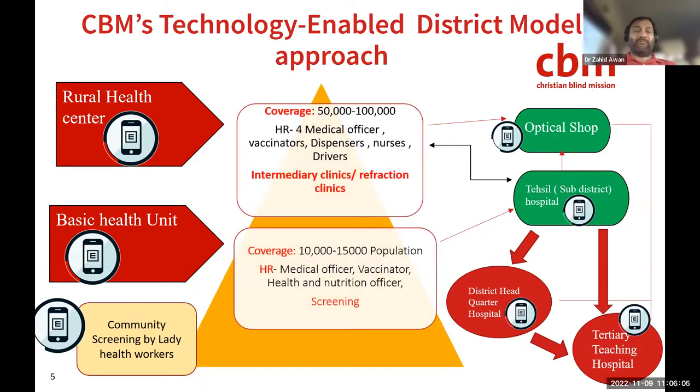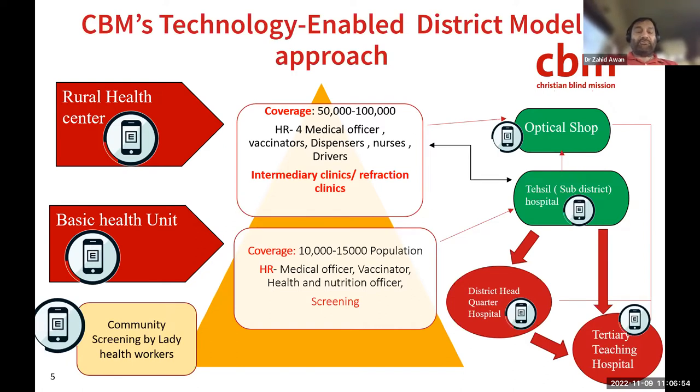This is CBM's technology-enabled district model approach, where we start screening from the community through lady health workers and then basic health units and rural health centers. This is the primary level. From the basic health units, patients are referred to the rural health center, where we have established an intermediary clinic that aligns with the integrated people-centered eye care plan. Patients who need spectacles are referred to the optical shops, and those who need further sophisticated treatment are referred to the secondary and tertiary levels.